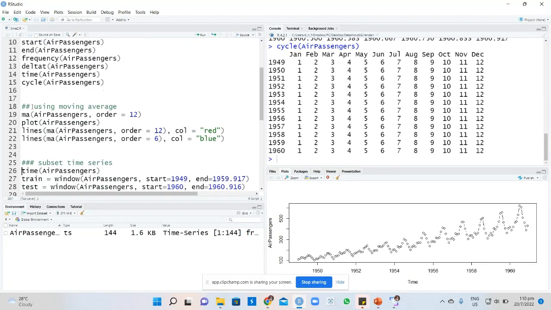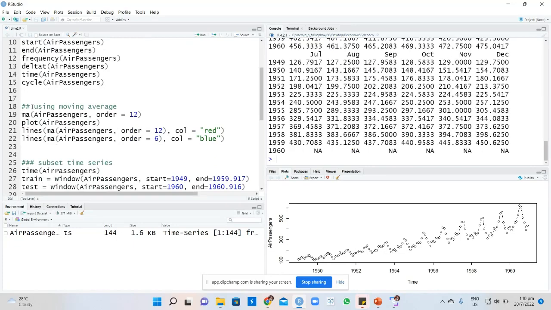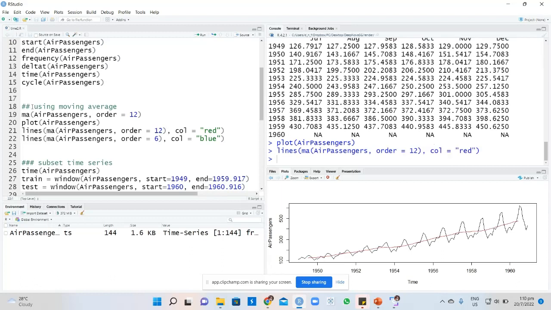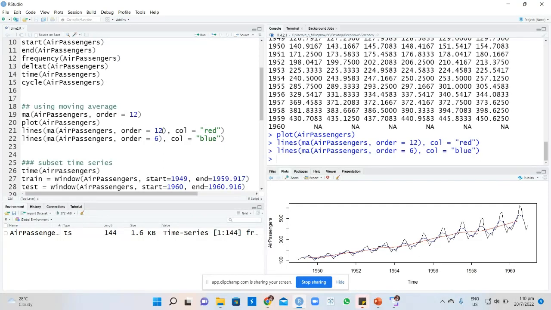To get started, we'll use a simple MA function to calculate a simple moving average, and we're going to display it on the time series plot. First of all, we plot the AirPassengers and we add the moving average. As you can see, the order is 12, so it's more of a long-term simple moving average. We incorporate it with a simple short-term 6-month moving average, as you can see over here by the red line and the blue line.